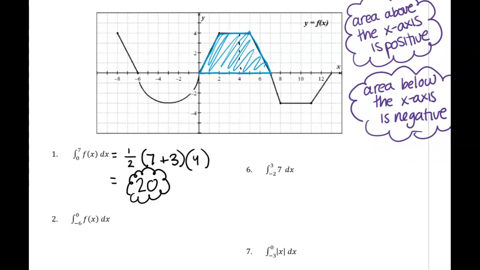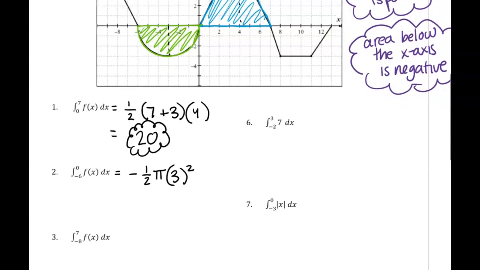Next, let's look at -6 to 0. -6 to 0 is this shape here. We can assume this is half of a circle. So the integral from -6 to 0 is just the area of that half circle, and it's below the x-axis, so it's negative. So we have a negative, and it's half a circle, so 1/2. Area of a circle is pi r squared, so we have -1/2 times pi times our radius, which is 3, squared. So we end up with -9 pi over 2.